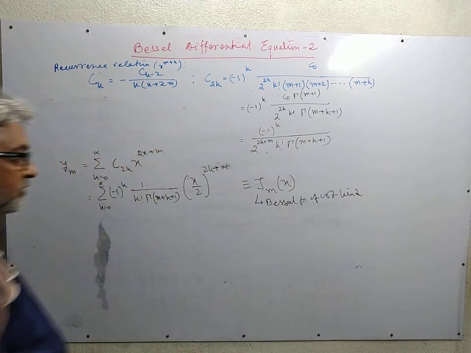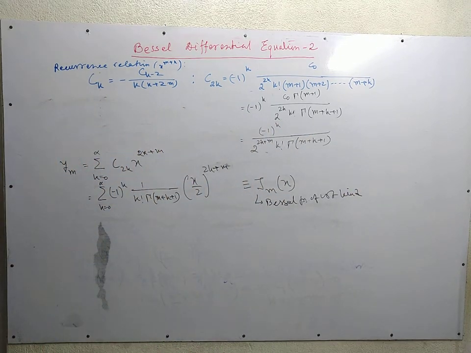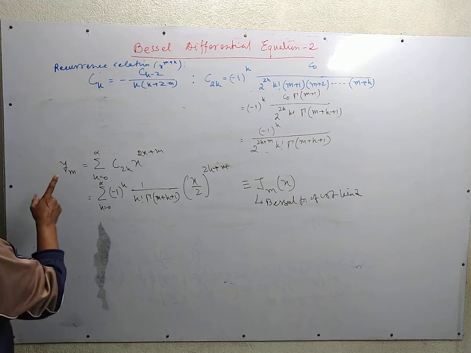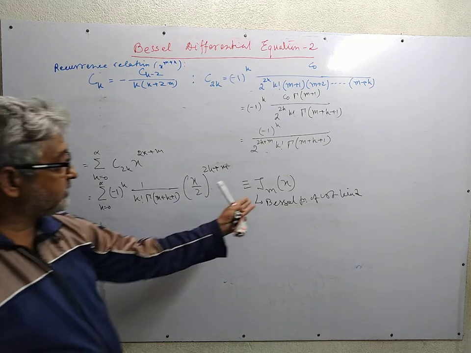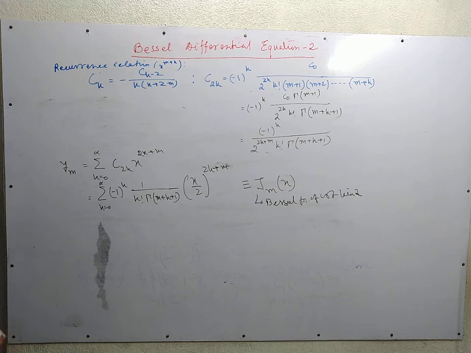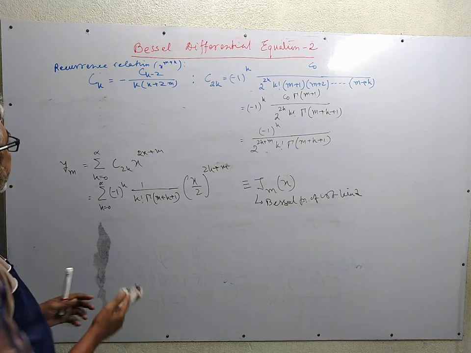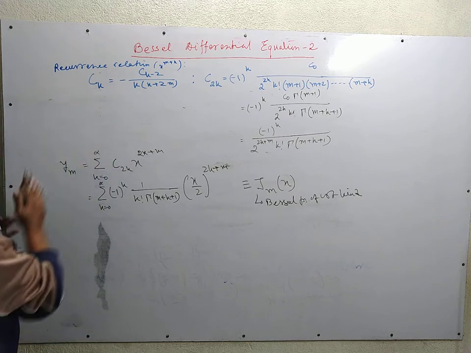Note that Bessel function of first kind, we define it as the solution of Bessel differential equation which can be obtained purely by Frobenius method. Now you know that m has two values, m could be plus alpha or m could be minus alpha, and depending on the value of m we will get J alpha, J of minus alpha. So the Bessel function of first kind may be defined like this.